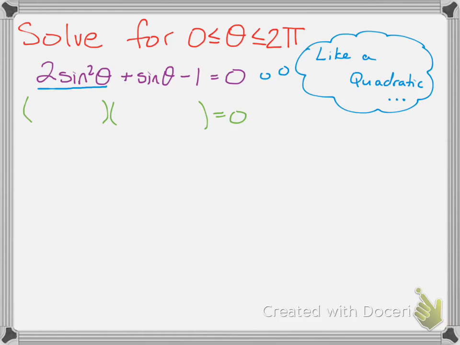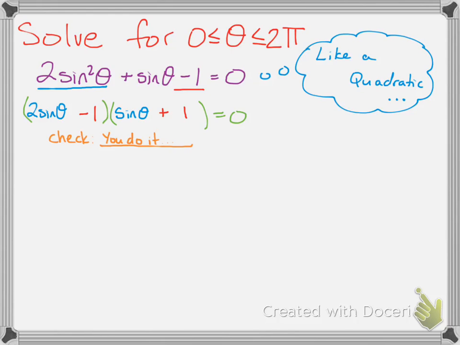And I know that I need the first two things to multiply to 2 sine squared theta. So that means it's got to be 2 sine theta and another sine theta, right? And then the last two things need to multiply to negative 1. So that means it's got to be a minus 1 and a plus 1, right? And to make sure that this works, we really should check by expanding, but I'm going to let you do it.